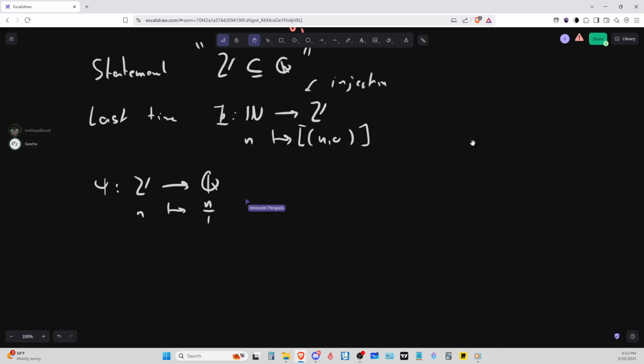But as I said before, we have to make sure that this map doesn't squish some integers, so we will check that this map is injective. So I claim that psi is injective.